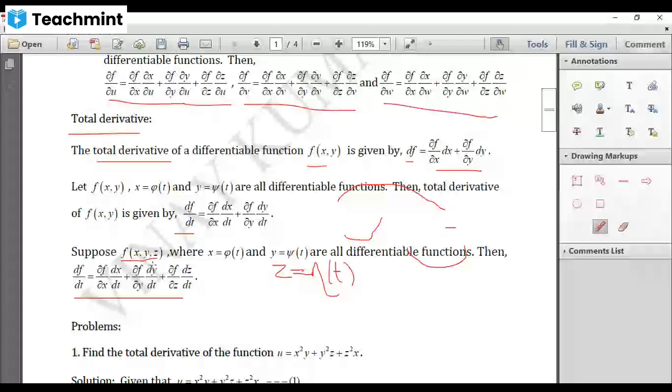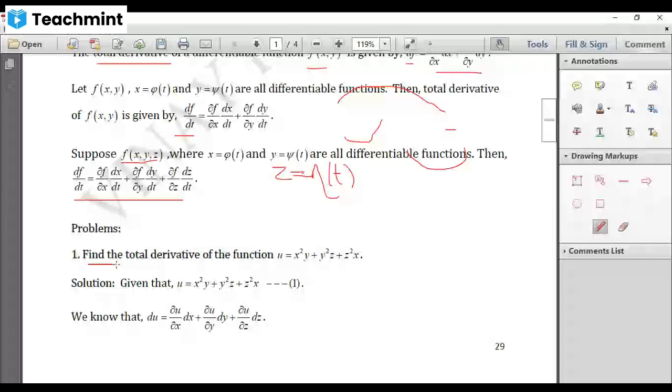Now with this, we'll solve few problems, right? Now find the total derivative of the function u is equal to this. So they are given u is equal to this. So your u is dependent on x, y, z. And we know what is the total derivative formula, right?